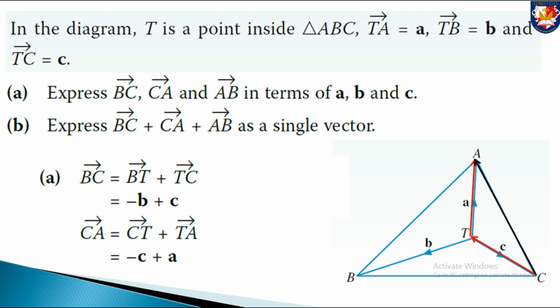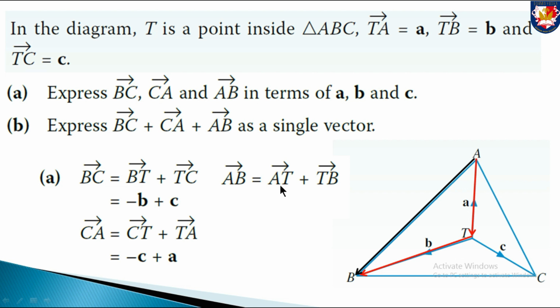And vector AB, this is vector AB. See vector AB as a vector resultant. Vector AB is a vector resultant of vector AT and vector TB. We can write vector AB as AT plus TB. AT equals negative a because a equals TA, and TB equals vector b. So AB equals negative a plus b.